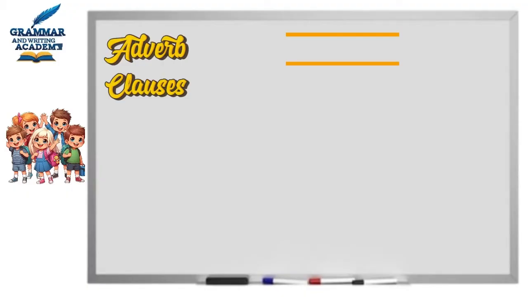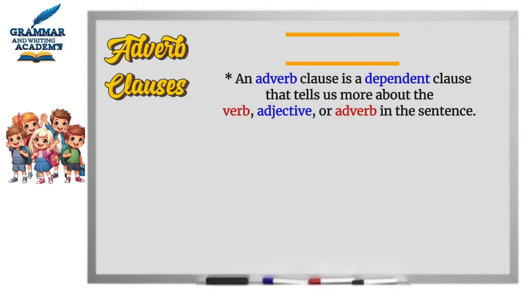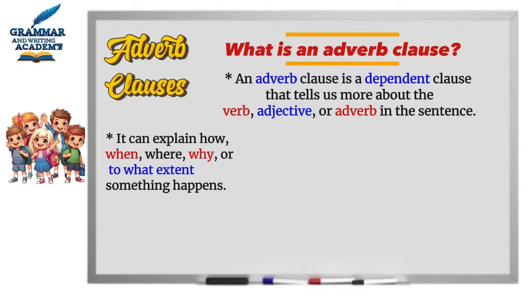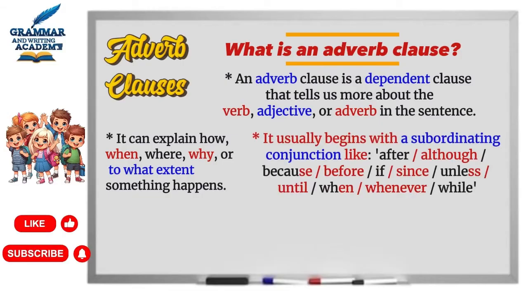So, what is an adverb clause? An adverb clause is a dependent clause that tells us more about the verb, adjective, or adverb in the sentence. It can explain how, when, where, why, or to what extent something happens. It usually begins with a subordinating conjunction like after, although, because, before, if, since, unless, until, when, whenever, while.